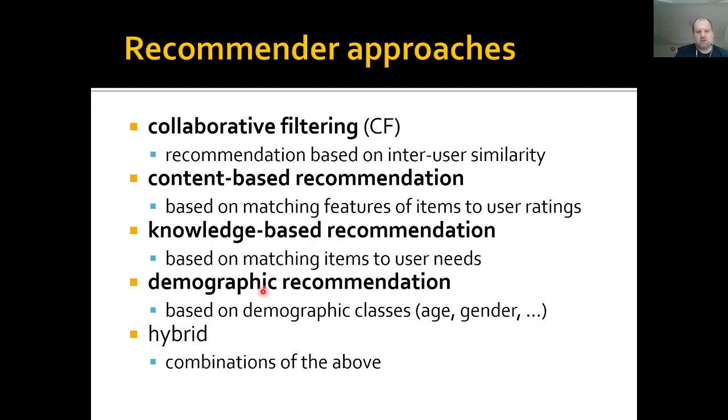The fourth, which I will not really talk about, is demographic recommendation, but it's quite straightforward because it's based on demographic classes like age, gender of the user, and so on. For different classes, different items apply. It could be used as a pre-filter of a huge set of items. And of course, many methods combine these and make hybrid solutions. Very frequently, the first two are combined: collaborative filtering and content-based recommendation.